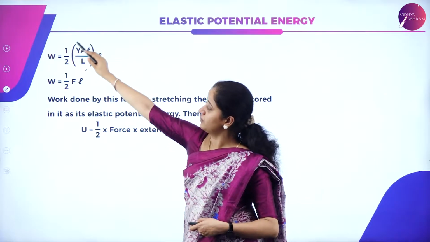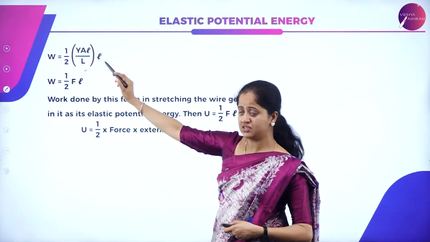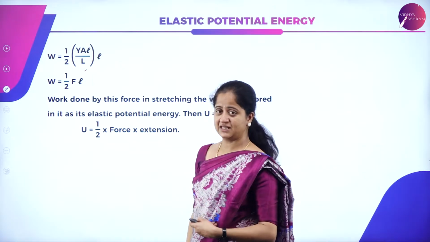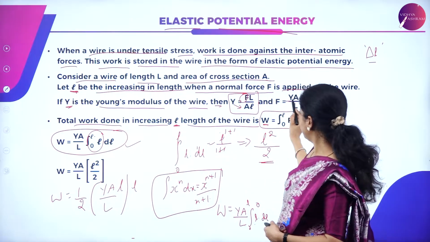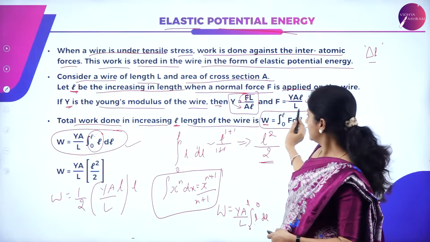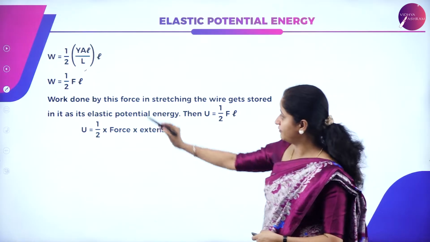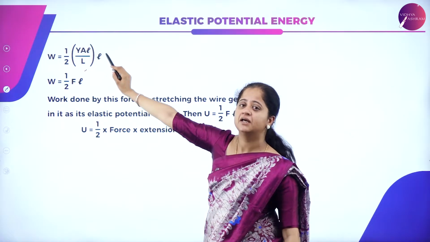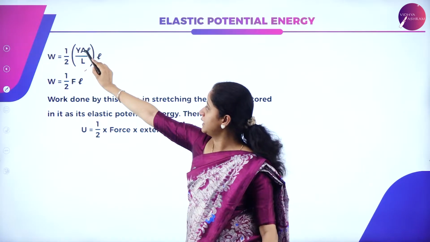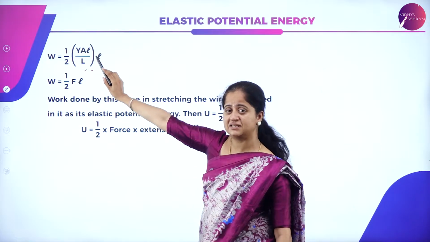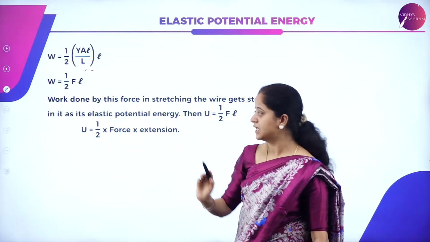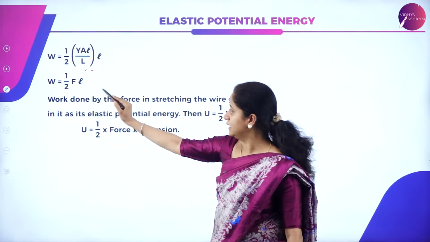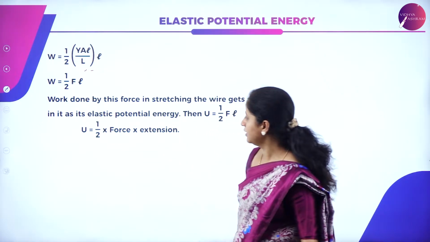So why do we have to write in this form only? Because we can reduce this to a single term called F. In the previous slide I have shown you F is nothing but YAL divided by L. So to write in this form, I have taken the expression as half into YAL divided by L into small l. So this YAL divided by capital L is nothing but the expression for force, and this becomes W is equal to half F into l. So this is the expression for work done.